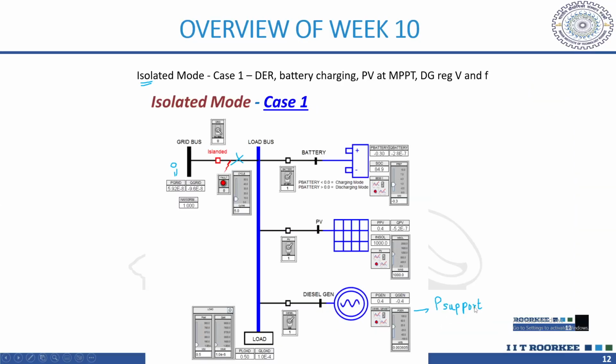So here we will derive the P support from the diesel generator in case of the islanded mode of operation. You can see P load is again at 0.5. There is no injection from the grid that we can take, and PV is now at MPPT. Right, PV is 0.4.